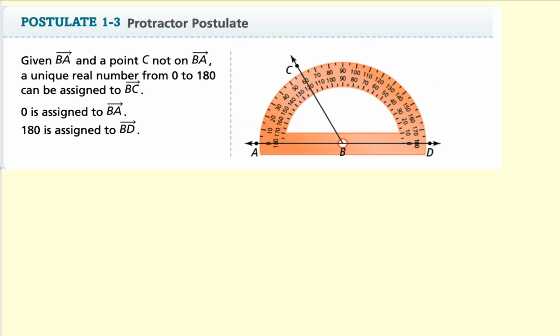Let's take a look at the protractor postulate. The protractor postulate is like the ruler postulate for segments, but this is for angles. And what it says is that every time we have an angle, the rays really can line up with numbers. And there are 2, like not number lines, but these protractor designations. There's an upper one and there's a lower one. You make a choice on which one you're going to be using.